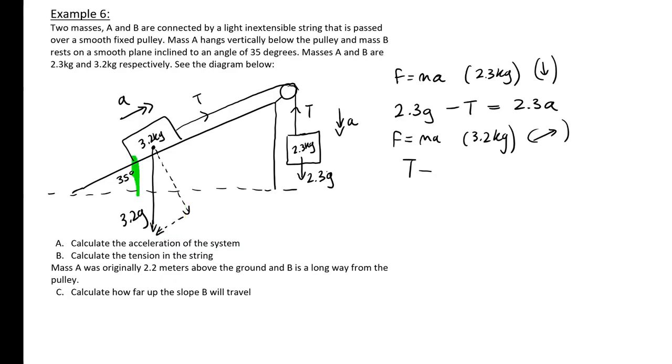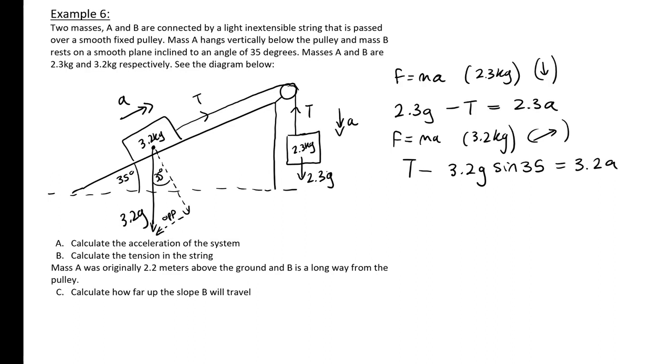The angle of inclination is always the same as the angle that goes up in the top corner of this triangle here. This side here is the opposite for this triangle, referring to that. So if it's opposite, we need to use sine. So this would be 3.2g, the full force, times sine 35, and that's equal to 3.2a.